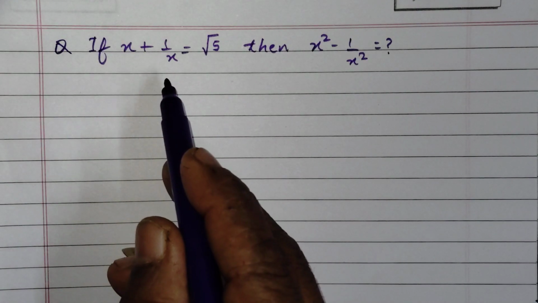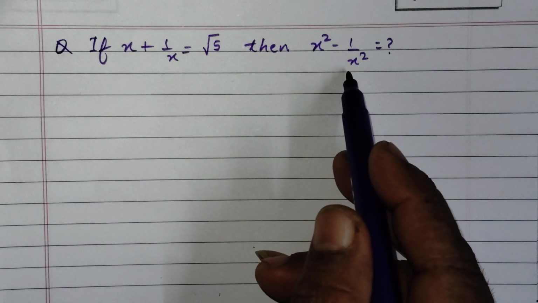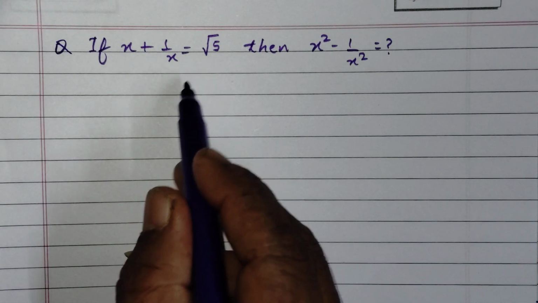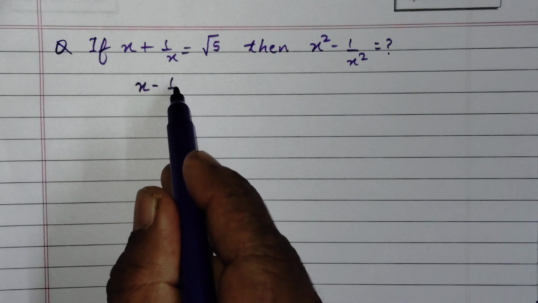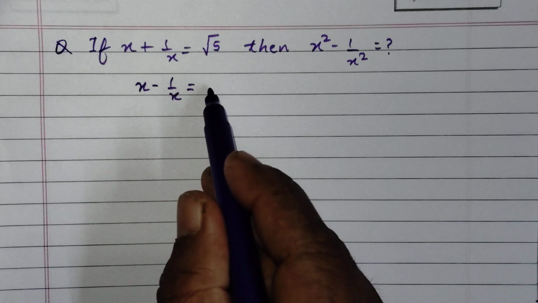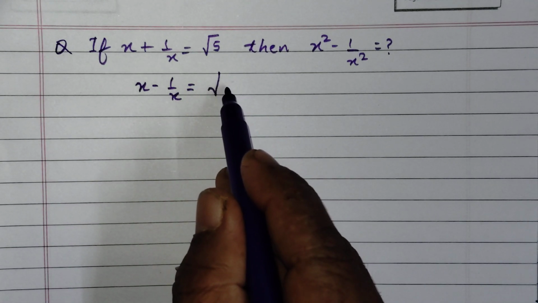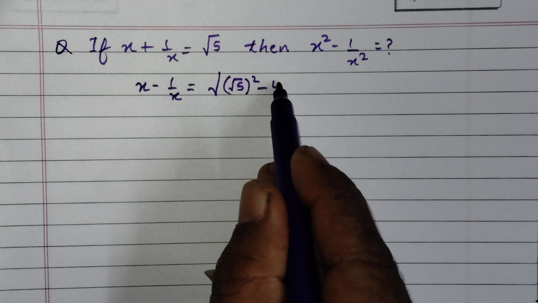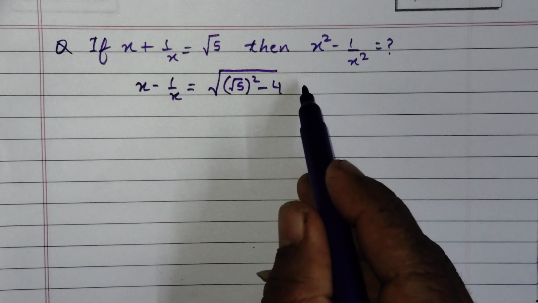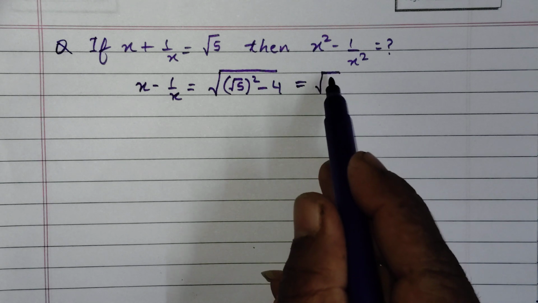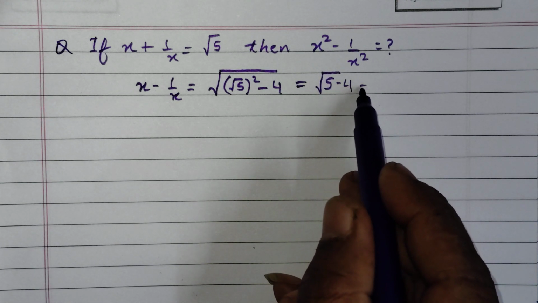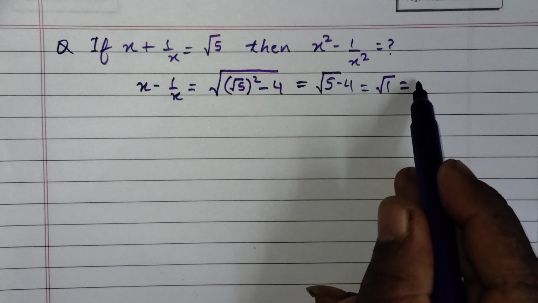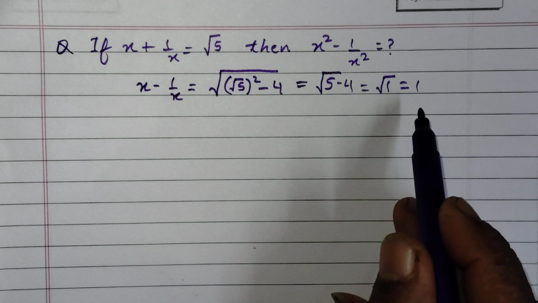So here the question is, if x plus 1 upon x equal to square root 5, then find x square minus 1 upon x square. Now x plus 1 upon x is given square root 5. First we find x minus 1 upon x, which is equal to square root of this number squared, so square root 5 square we write here. Then there is minus, so we write minus 4 here. This is the trick. And square root 5 square is 5, and minus 4 written as it is. 5 minus 4 is 1. So square root 1 is 1. So x minus 1 upon x we get 1.